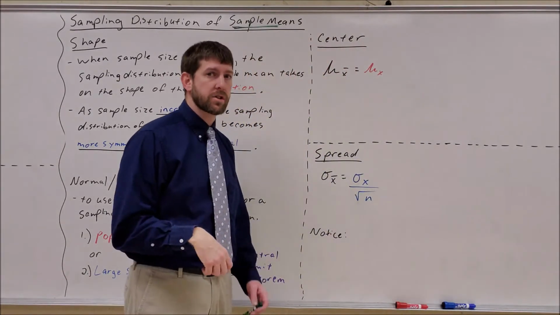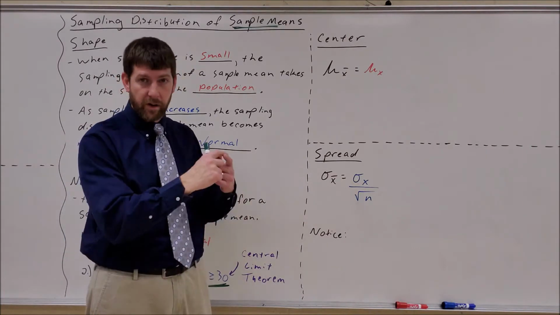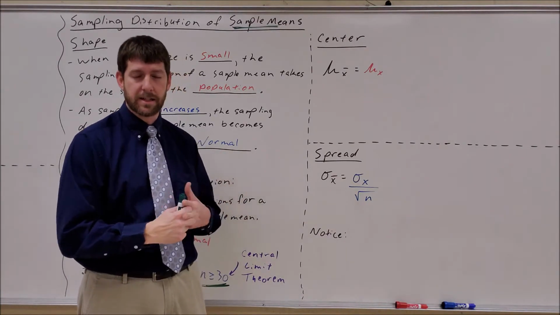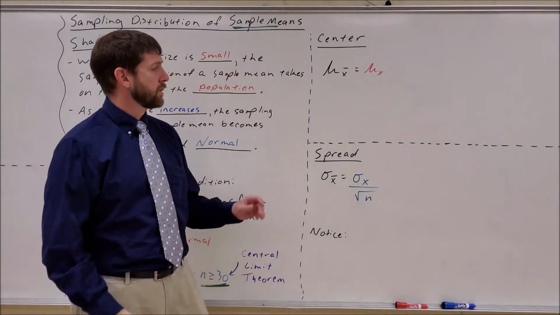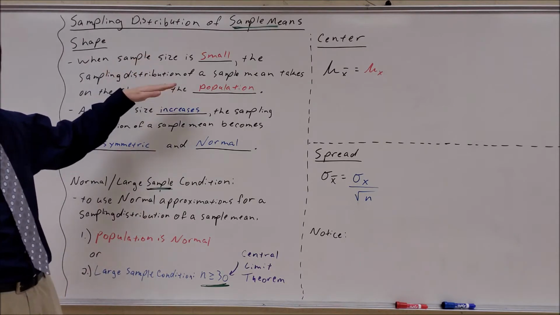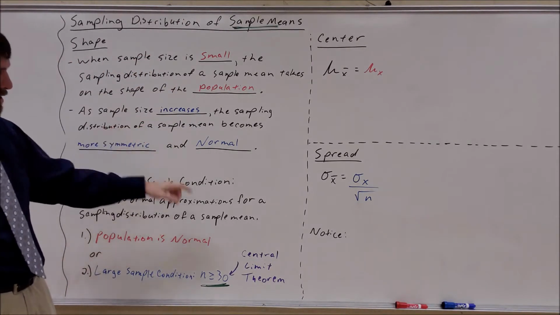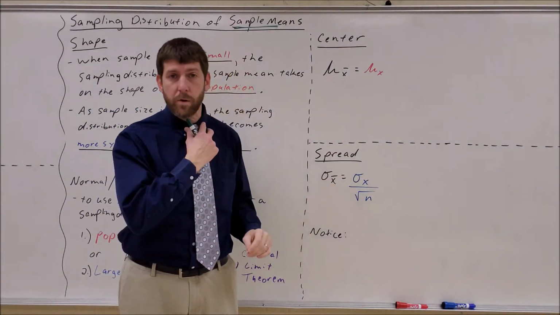Now, that large sample size kind of comes back into talking about variability of the statistic and things like that. So we'll look at how that ties together here in a second. So, shape: if it's small samples, it looks like the population. If it's large samples, at least 30, it's going to be approximately normal. Let's talk center and spread.